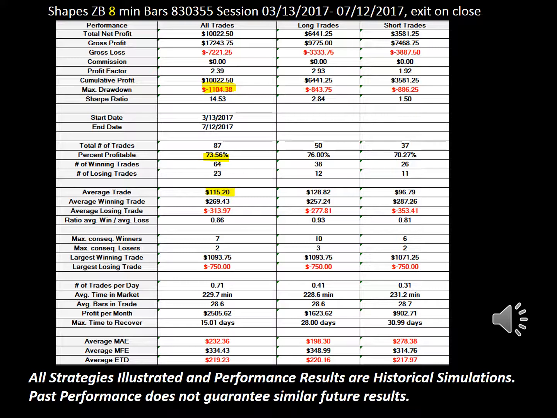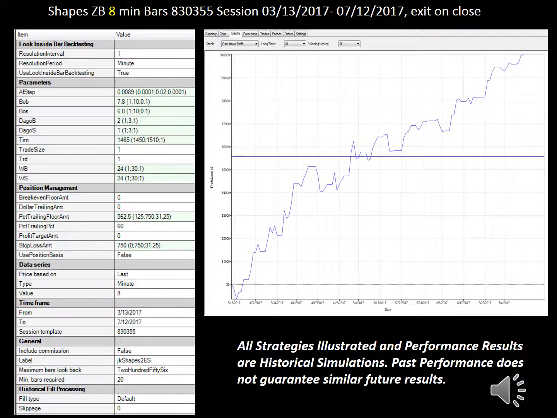This is the bonds. This is an 8-minute bar using the 8:30 to 3:55 session. Same period of time, 4 months. Makes $10,000 with $1,100 drawdown, 73% correct. Average trade size is $115. There's your inputs for the JKE Shapes 2. Remember, it's an 8-minute bar, and just put up the JKE Shapes and put in the inputs as I've listed them.